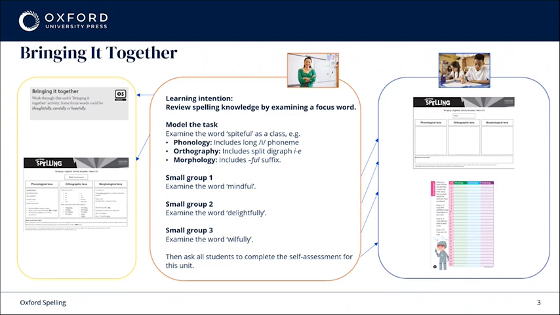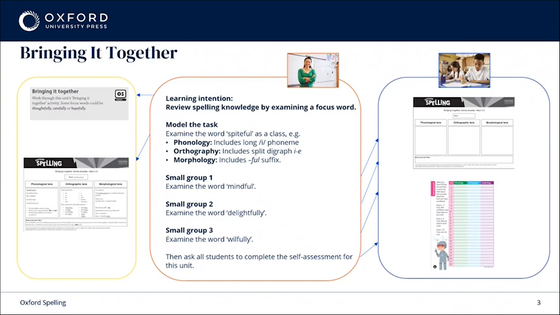To begin the activity, model the task. For this example, Unit 21 of the Year 4 student book, the focus word could be spiteful. This word has many of the patterns that were the focus of this unit, so it gives students a good opportunity to revise what they have just learnt.